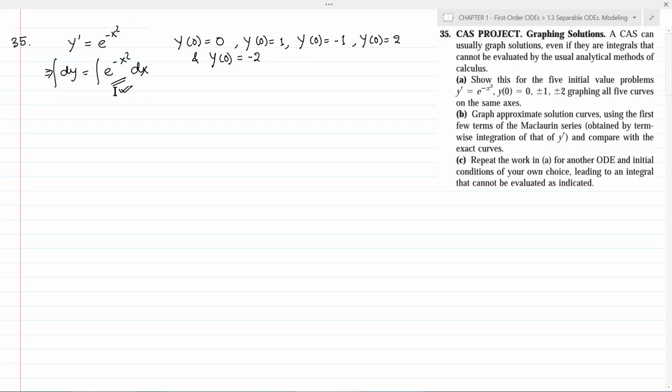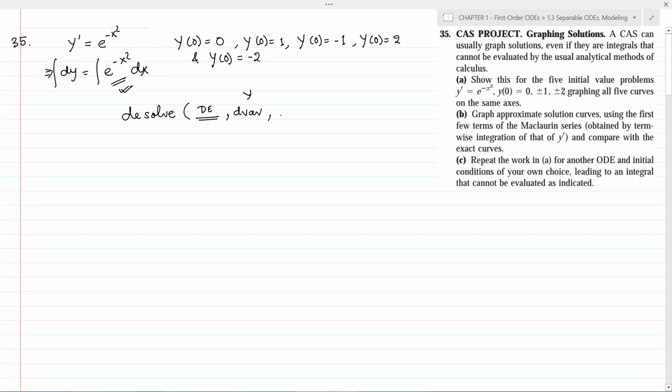For this we are going to use Sage Math. We are going to use a command desolve for solving ordinary differential equations. The first argument of the command is the differential equation that is to be solved. The second argument is the dependent variable. In most cases the dependent variable is y, and there are many optional arguments.